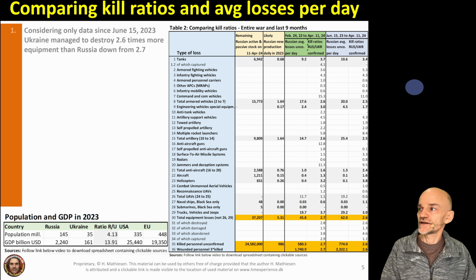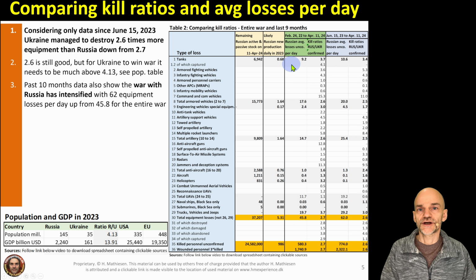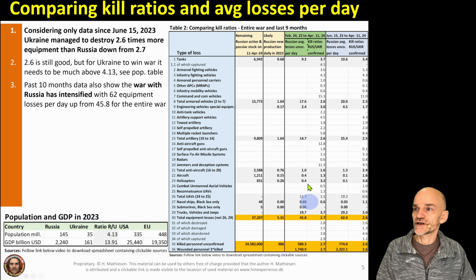Okay, so the next slide here will show you how the kill ratios and also the daily losses have developed over time. In these two columns, I have the Russian average losses unconfirmed per day, and in the next column here, I have kill ratios, and that's for the period of the entire war, just like we had in the previous table. But in this table here, I have the same numbers, but only from the last 10 months of the war. That includes the summer offensive that Ukraine launched on June 15, and that of course has affected the numbers.